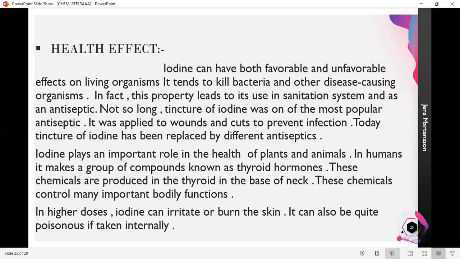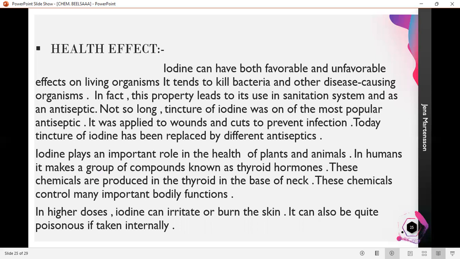Iodine plays an important role in the health of plants and animals. In humans, it makes a group of compounds known as thyroid hormones. These chemicals are produced in the thyroid at the base of the neck. These chemicals control many important bodily functions. In higher doses, iodine can irritate or burn the skin. It can also be quite poisonous if taken internally.